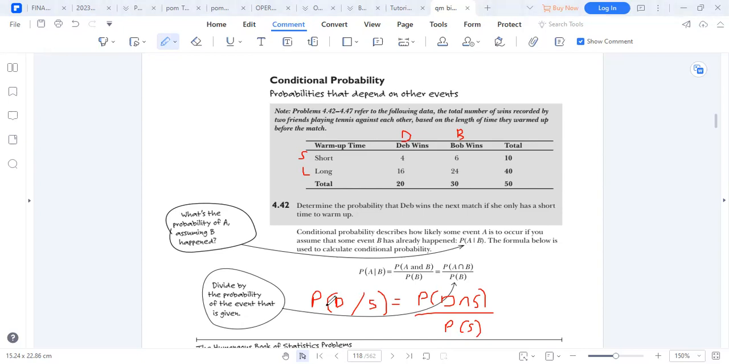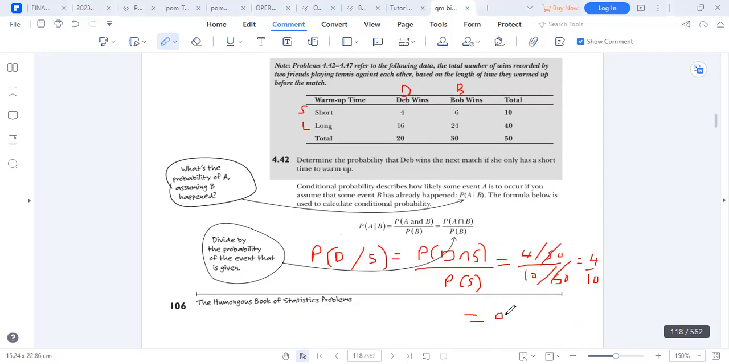So here it is D given S. The S will come down, then D intersection S on top. D intersection S is simply where D and S are meeting. That is 4 over the grand total, 50. Then the probability that you have a short time is 10 over 50. So this and this will cancel. It remains 4 over 10, which gives us 0.4.